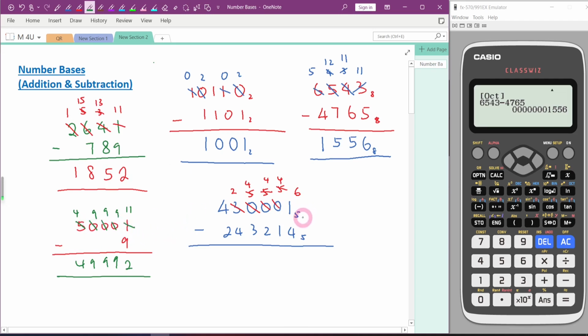So this is base 10, therefore it becomes all 9. This is base 5, therefore all become 4. Okay, it's the same concept.